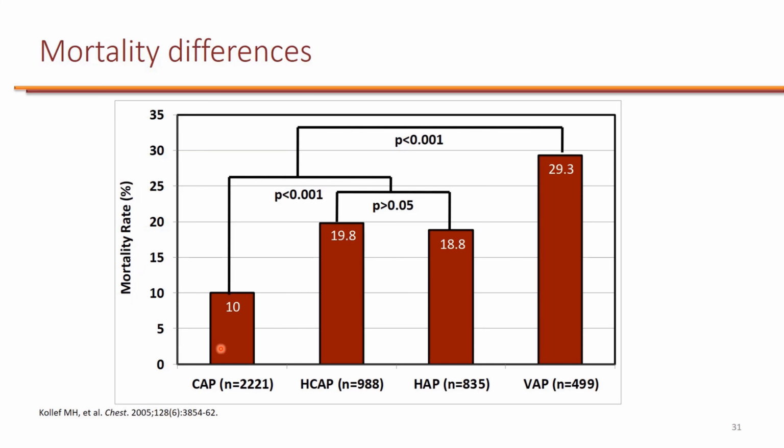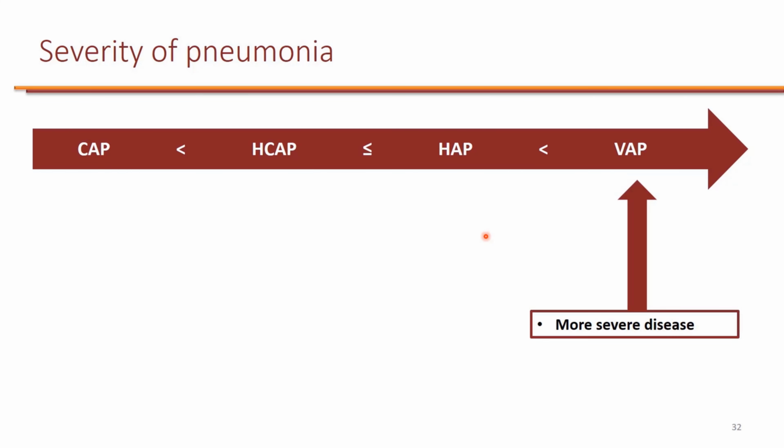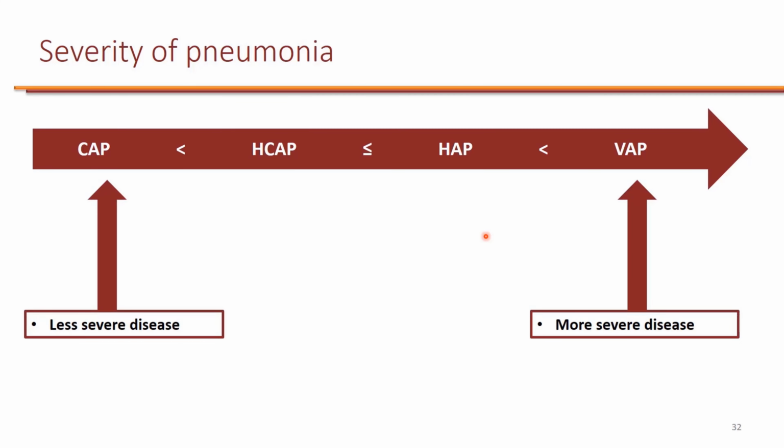So in community-acquired pneumonia, the mortality rate in this study was about 10%, which was significantly lower than the mortality rate in nosocomial pneumonia. Now, on the other end of the spectrum, we have ventilator-associated pneumonia, which has the highest rate of mortality compared to other types of pneumonia. So I would rank different types of pneumonia like this. Ventilator-associated pneumonia is the more severe disease, and community-acquired pneumonia is a less severe disease relative to other types of pneumonia.